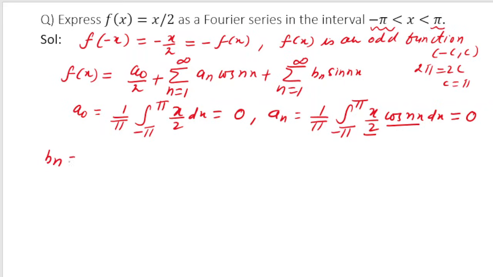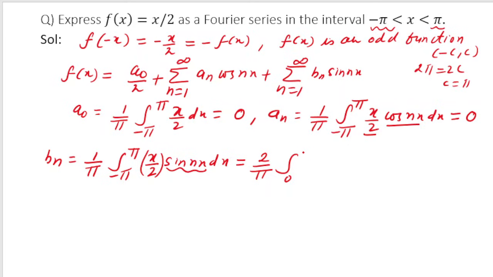So to calculate bn, again I write 1 by pi, minus pi to pi, f of x is equal to x by 2, and then sine nx dx. Okay, now x by 2 is odd, sine nx is odd, odd into odd is even. So the property is that it will become 2 by pi, and the limit of integration will change to 0 to pi. And one thing also we can do: this 1 by 2 I can take outside the integration, and here I will get x sine nx dx.